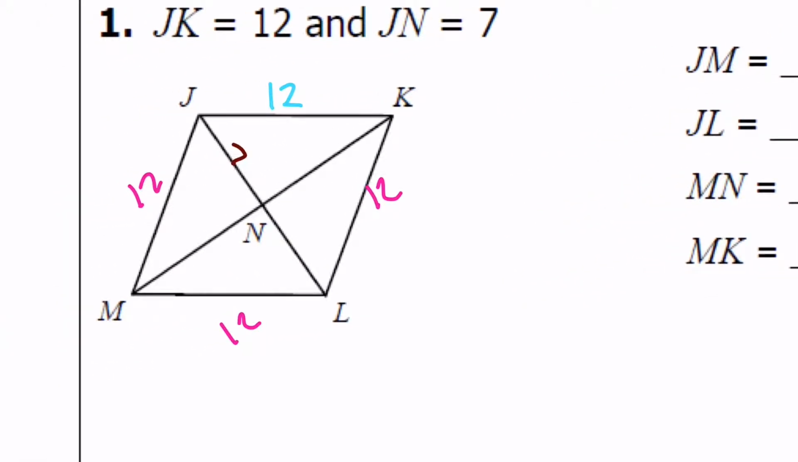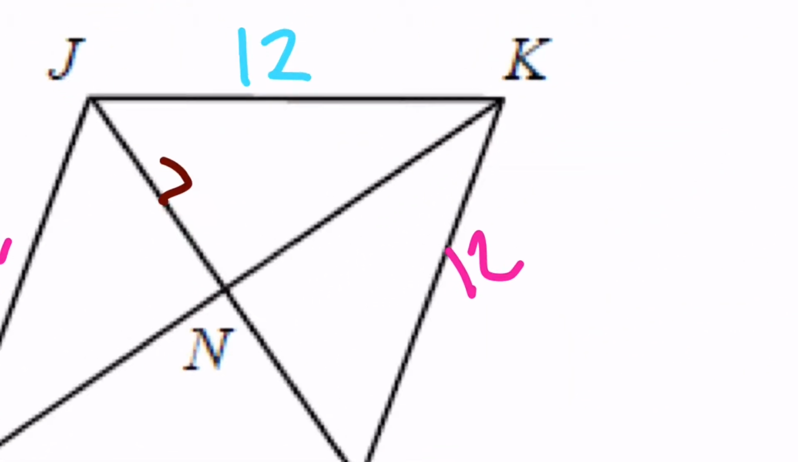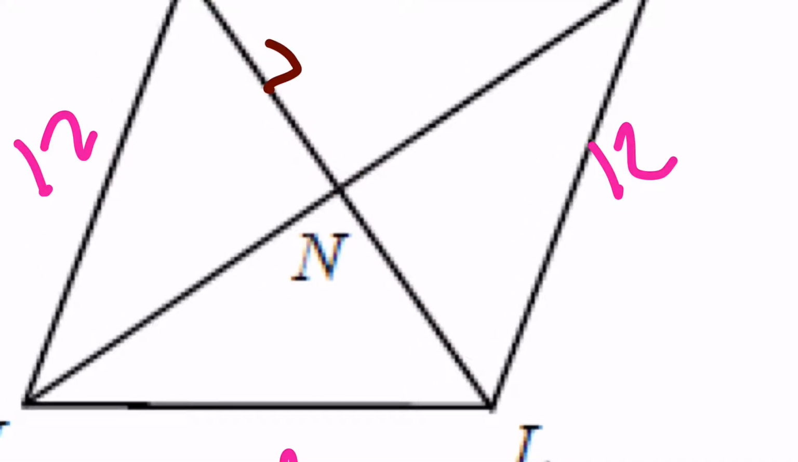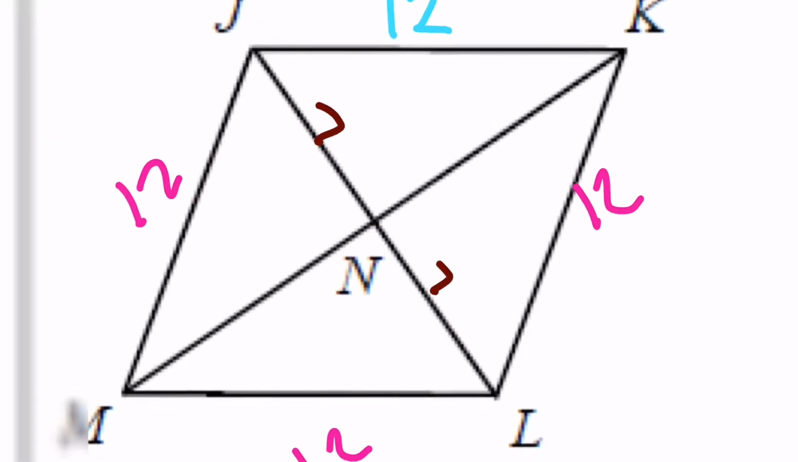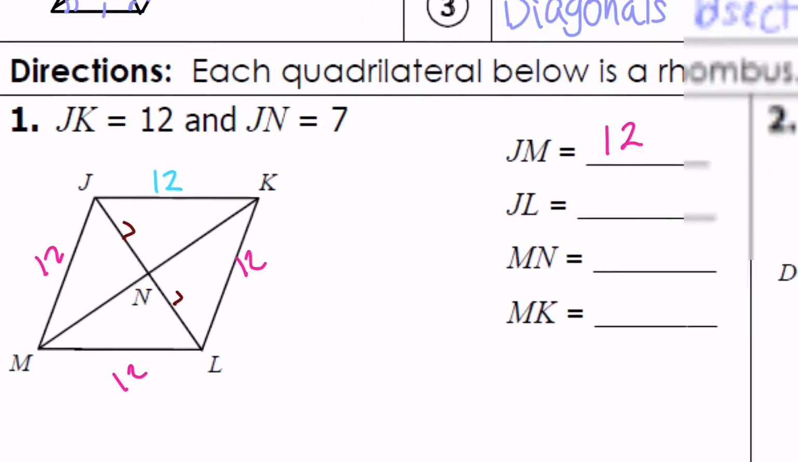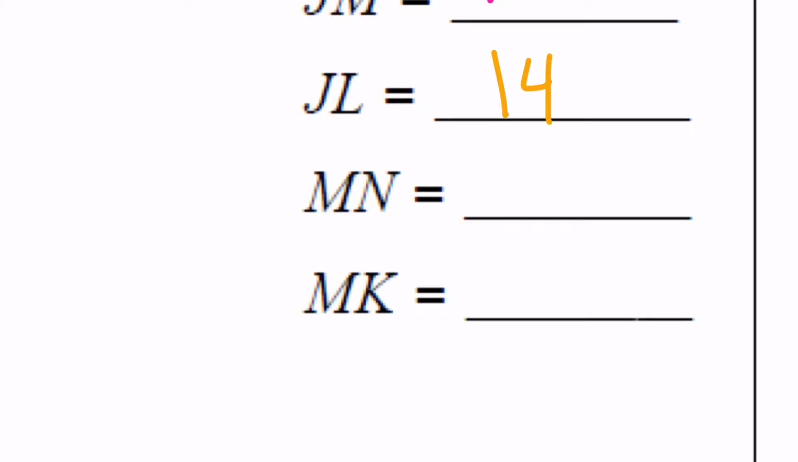JL is this one all the way across here. Is this diagonal? Now remember, diagonals bisect each other. So that means that each of these pieces, JN and NL, is 7. Therefore, JL is 7 plus 7, so it's 14.